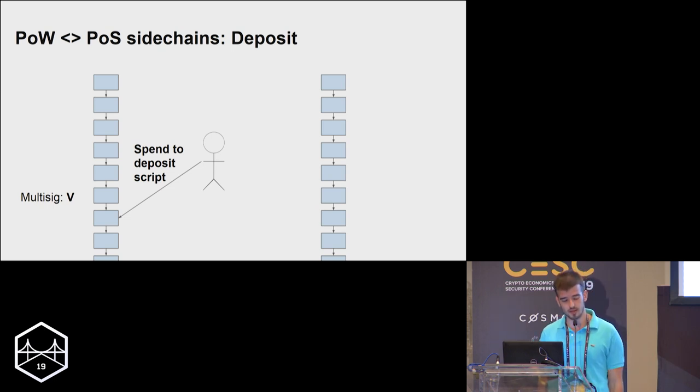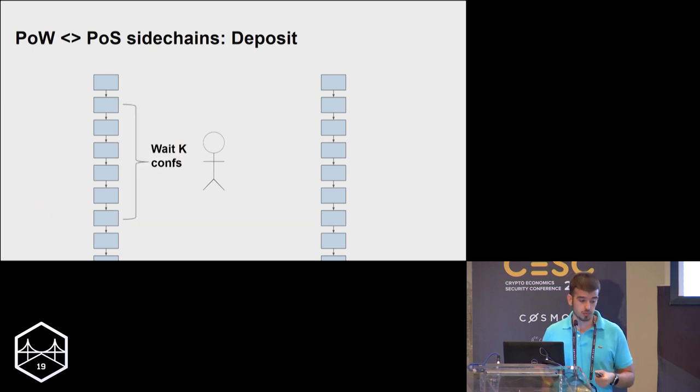So note that in this slide, I don't have nothing here. I have a multisig, whereas in the one way you don't have a multisig, you have a script. In this case, instead of having a script, I have some multisig which expresses the validators of the proof of stake sidechain. So basically, what happens is that I spend to a deposit script on the main chain, where the deposit script is controlled by the proof of stake sidechain's validators.